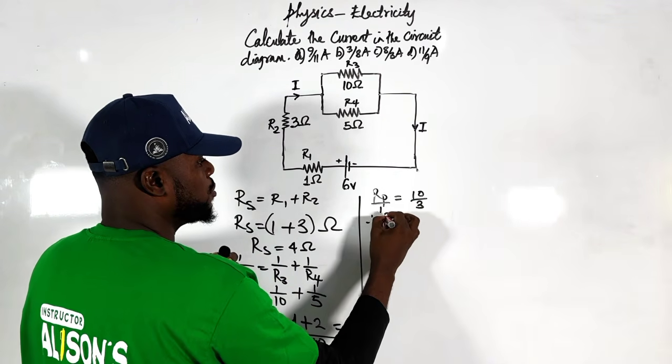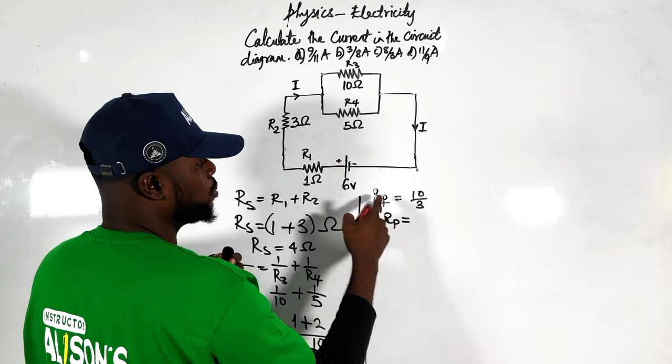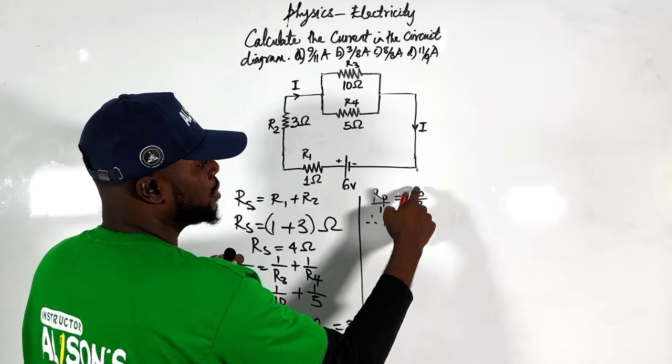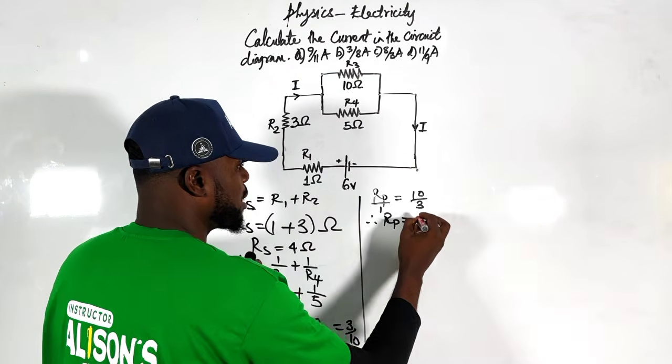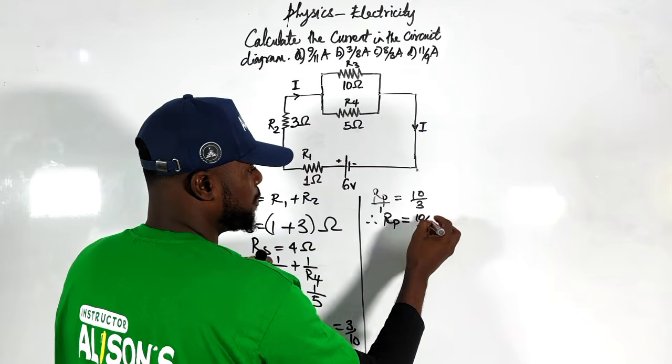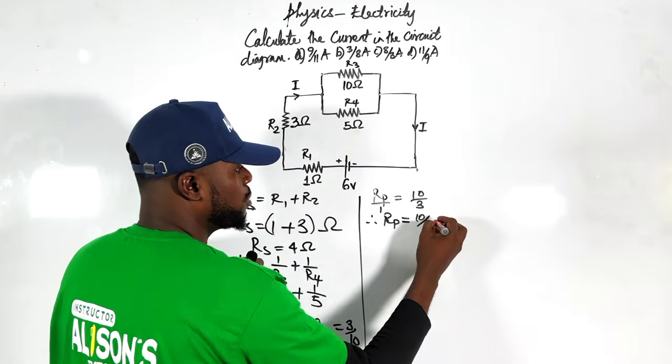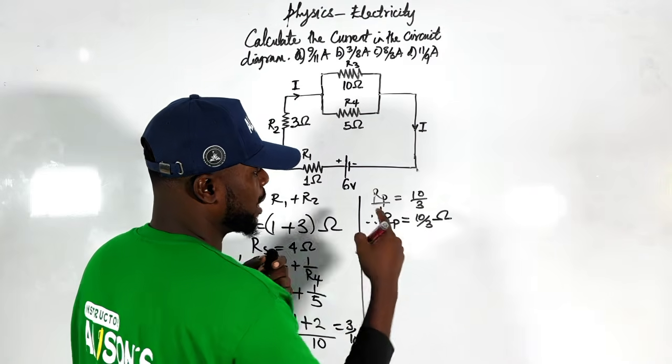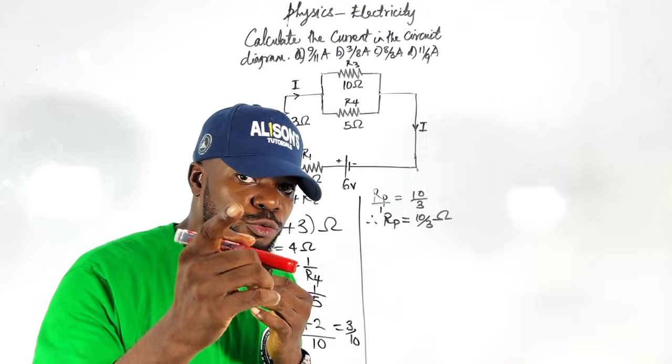Therefore, resistance P will be equal to, because this one divided by 1 is still resistance P, 10 divided by 3. Leave the answer in fraction. You cannot get a calculator. But if you put your answer in decimal form, no problem. That's how I keep mine, so the one we want to do is correct.